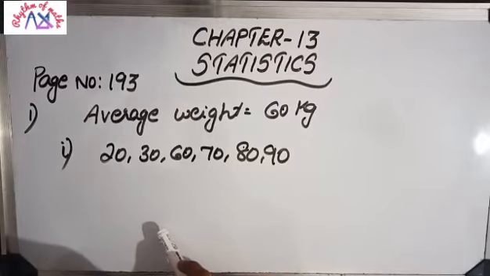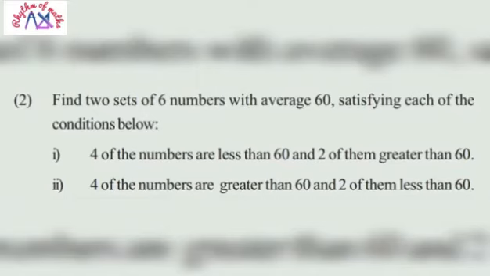Now let's do the second question. Find two sets of 6 numbers with average 60 satisfying each of the conditions below. First sub question, 4 of the numbers are less than 60 and 2 of them greater than 60. Second sub question, 4 of the numbers are greater than 60 and 2 of them less than 60.